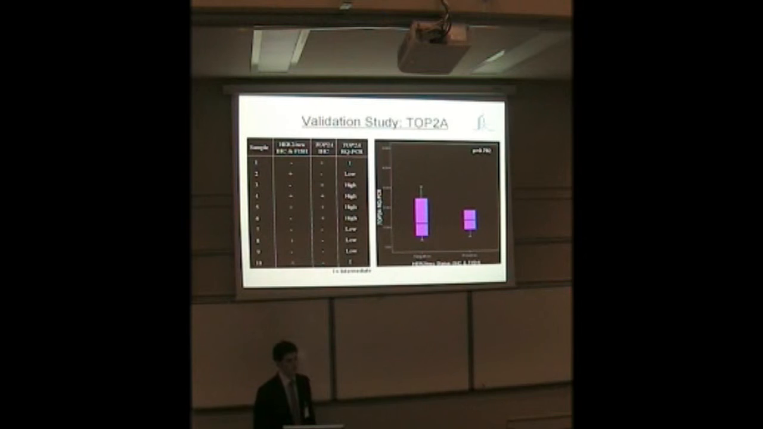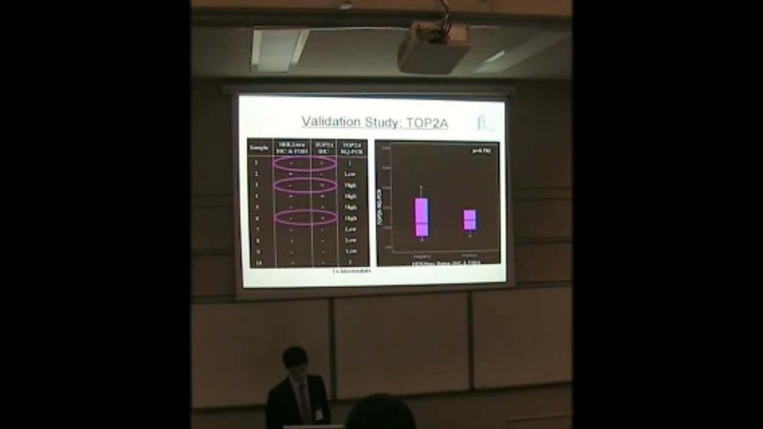We also carried out immunohistochemistry on TOP2 as part of this validation process. And interestingly, we noted that 3 of our patients who were HER2 negative were positive for TOP2. This led us to postulate that perhaps TOP2 amplification may be more prevalent than we previously thought in those patients who are HER2 negative, and helps to explain this, where there's no difference in the amplification levels of TOP2 between patients who are classified clinically as HER2 positive or negative.